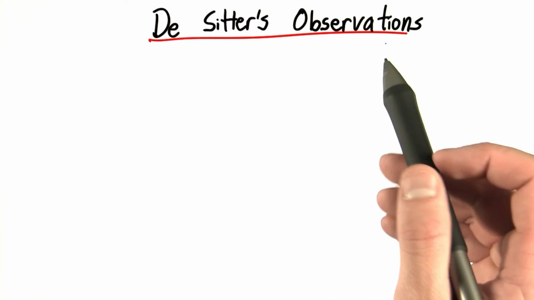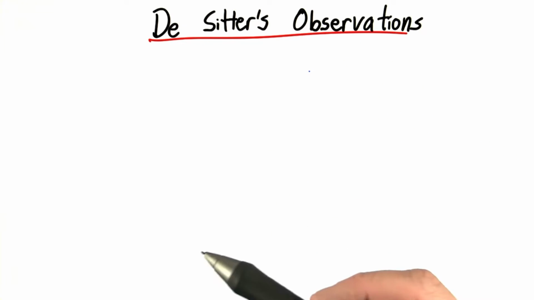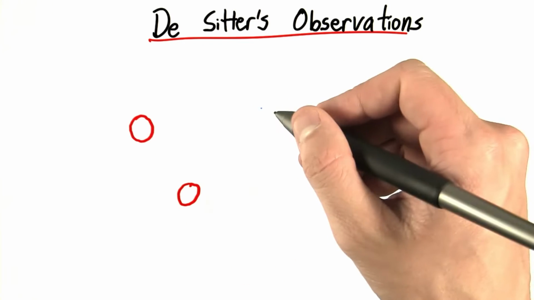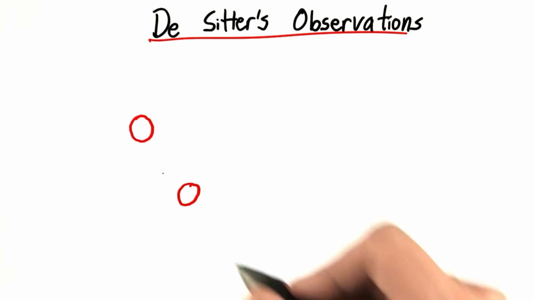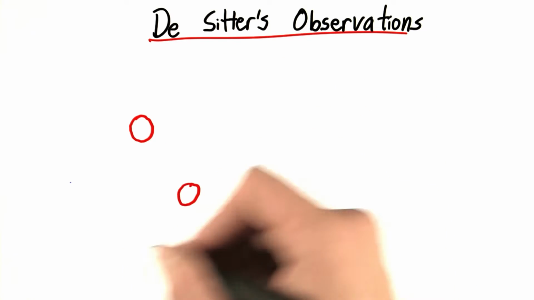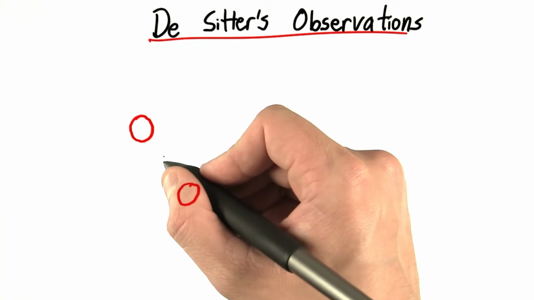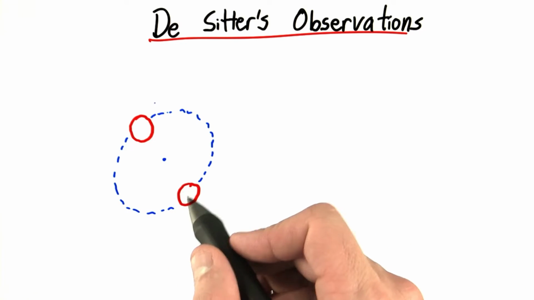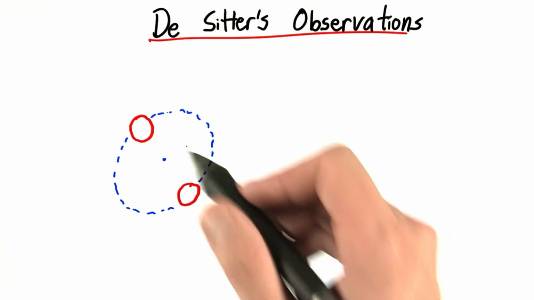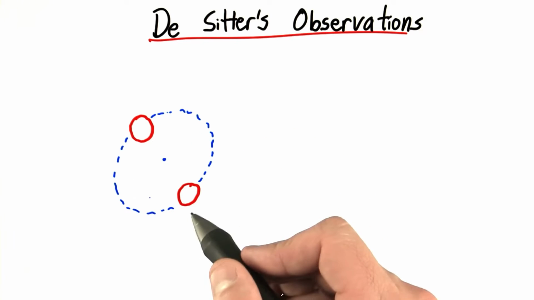De Sitter's observations were of what's known as a binary star system. Now, a binary star system has, as you might guess, two stars. And these two stars orbit around each other. More precisely, they orbit around their center of mass. These orbits often are very small radius, and also very fast.